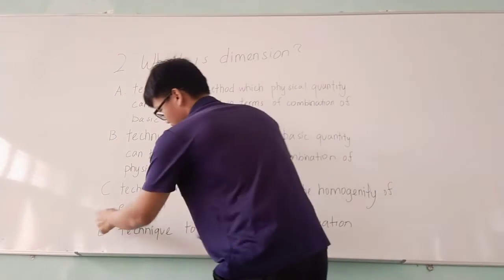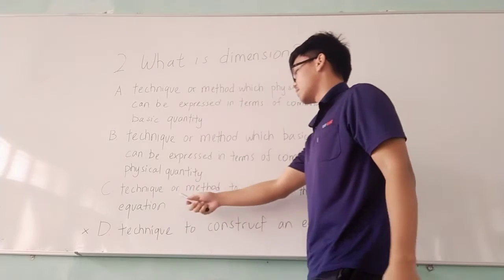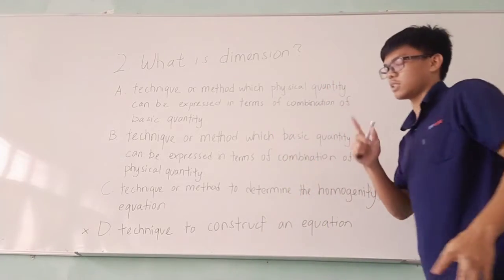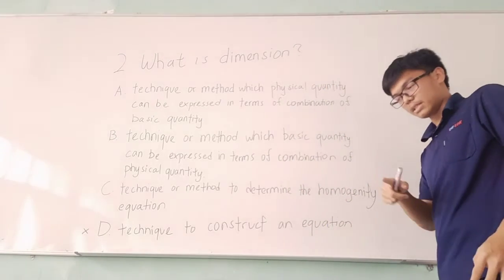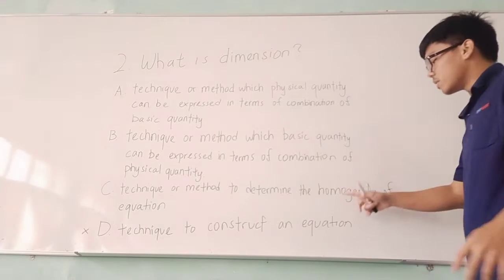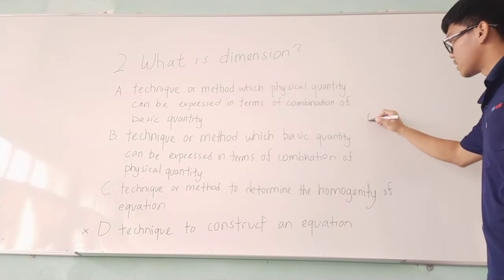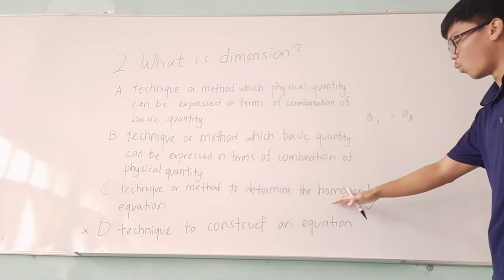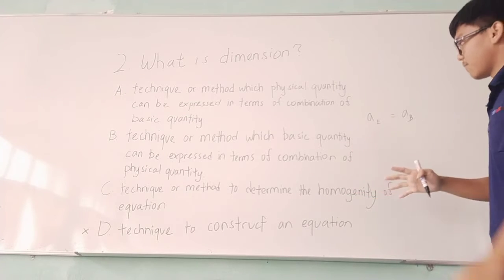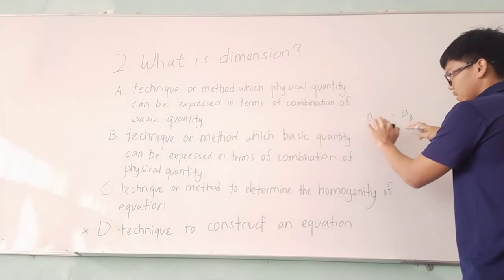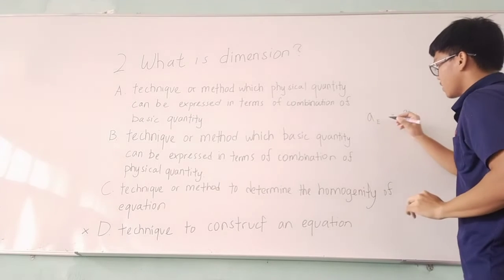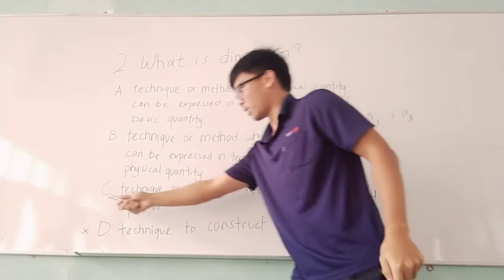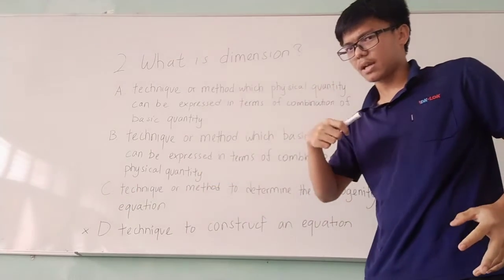So the D is wrong. C, a technique or method to determine the homogeneity of equation. It could be right, because sometimes in order to find the homogeneity, basically we are using dimension. Homogeneity means where you have one equation, let's say for example E equals AB. Homogeneity means where the basic quantities are the same on the left hand side and right hand side. If the basic quantity of E and B is not the same, then it is not homogeneity. The answer for C can be correct, but let's just leave it for now.